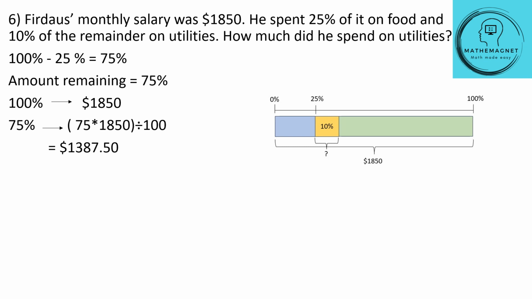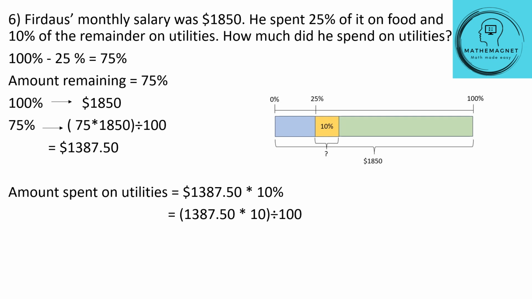Now on this amount, that is on 1387.50, he is spending 10% from this on utilities. So let's see how to go about it. We know the amount spent on utilities is 10% of 1387.50. So that becomes 1387.50 into 10 divided by 100, which is equal to $138.75. So he has spent $138.75 on utilities.